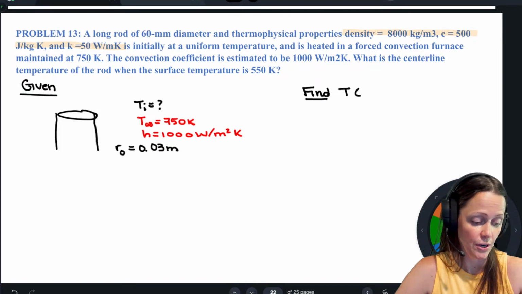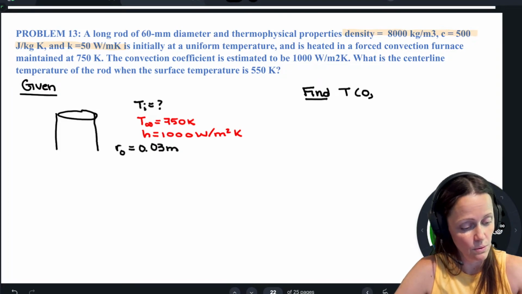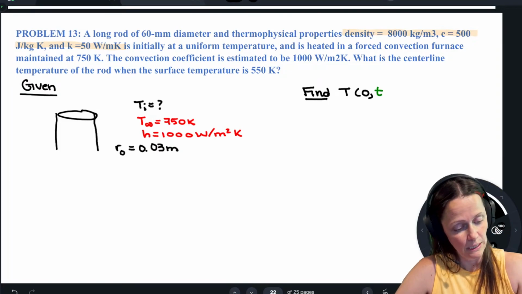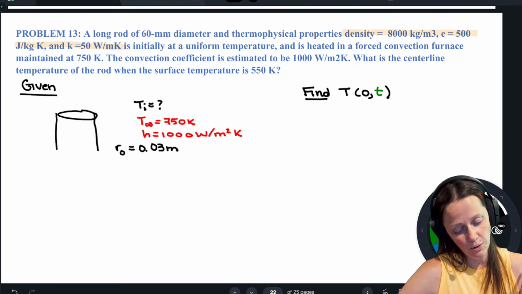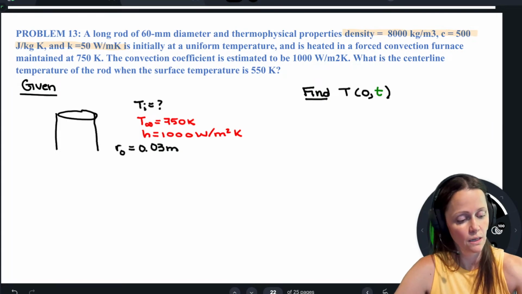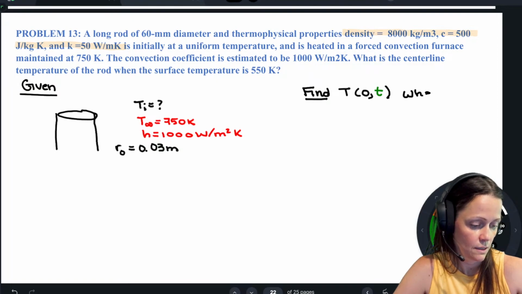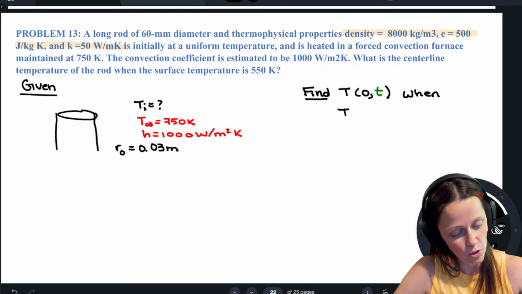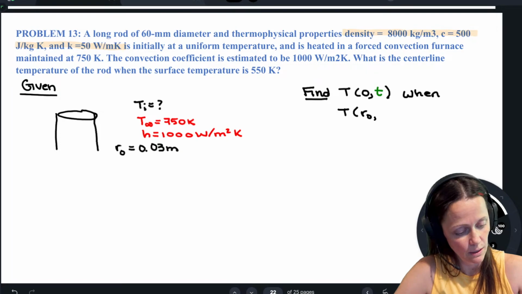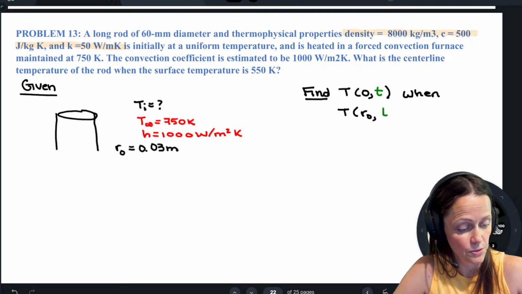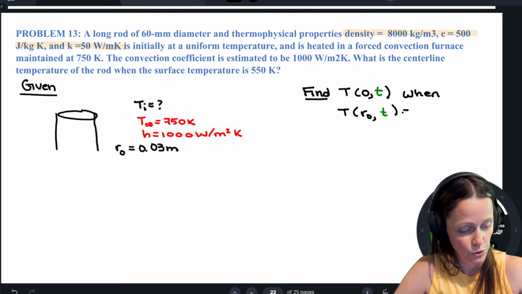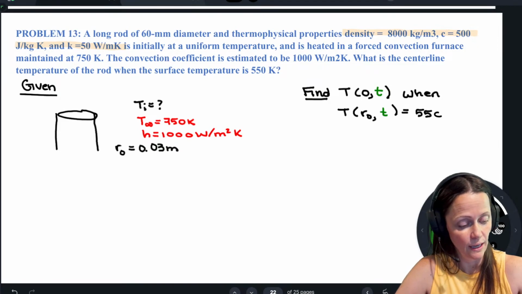So the temperature at r equals 0, which is going to be at some time. I don't know what it is, but we want to find the center line temperature when the temperature at the surface, at that same time, of course, is equal to 550 Kelvin.